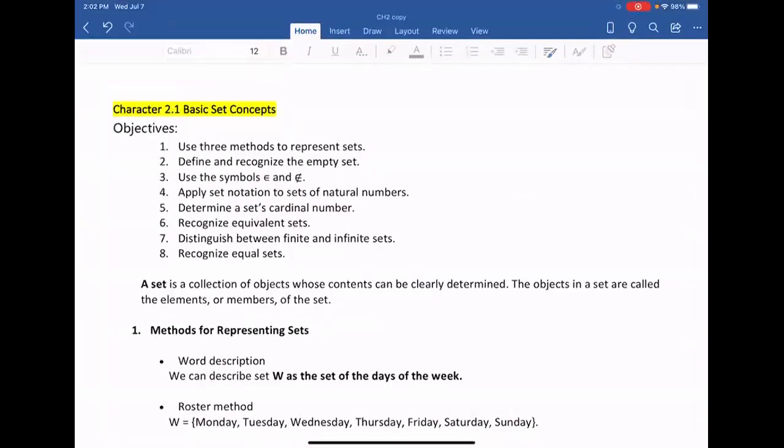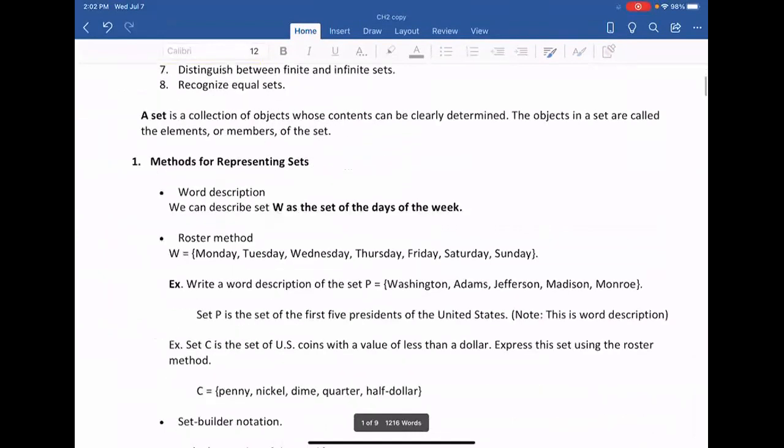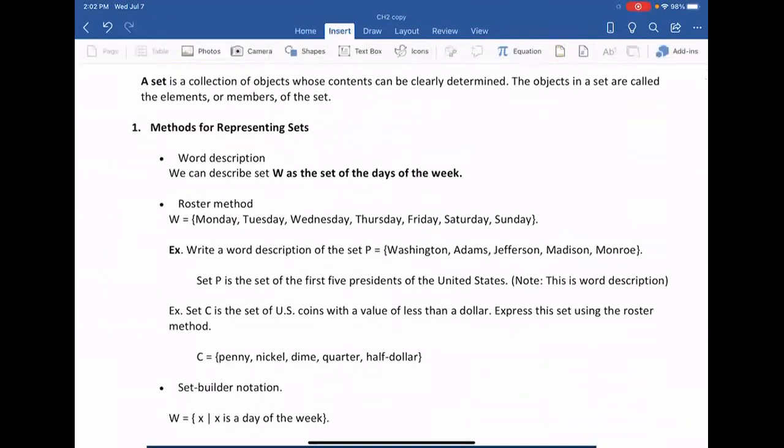In this video we will learn chapter 2.1, basic set concepts. First, let me introduce the definition of a set. A set is a collection of objects whose contents can be clearly determined. The objects in a set are called elements or members of the set.